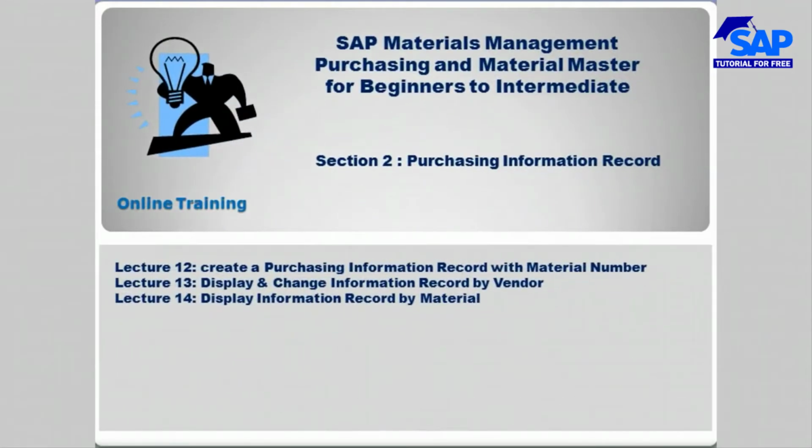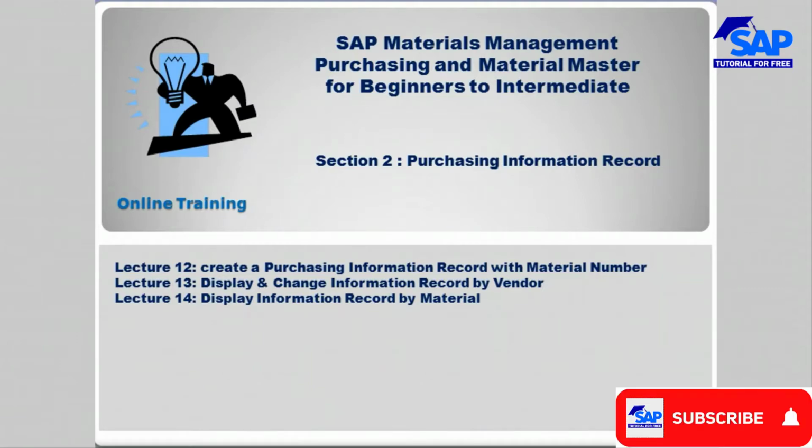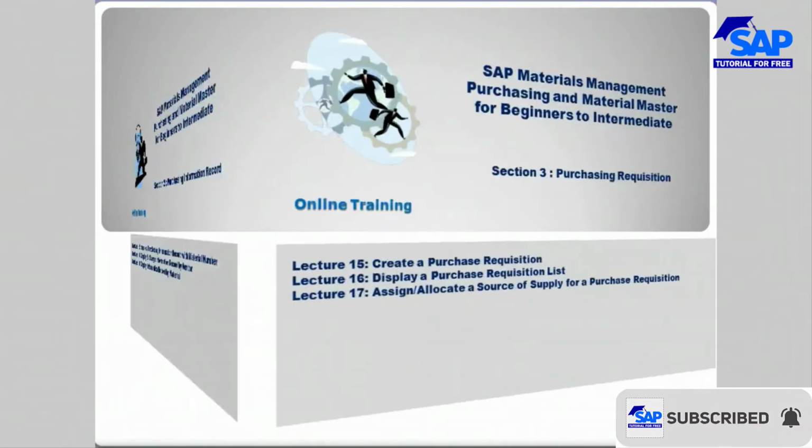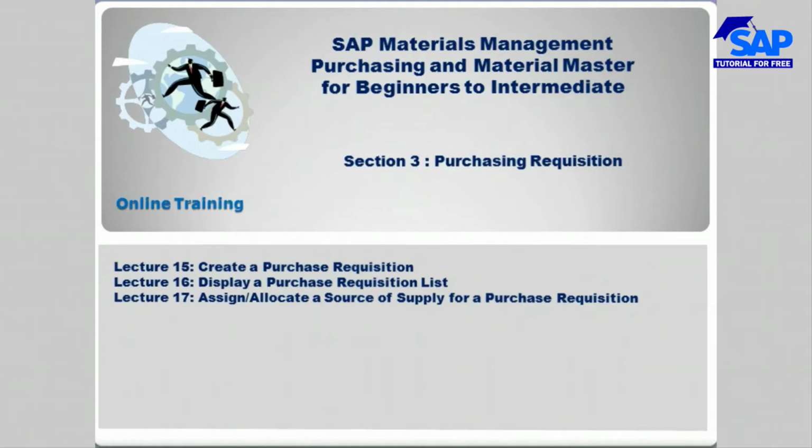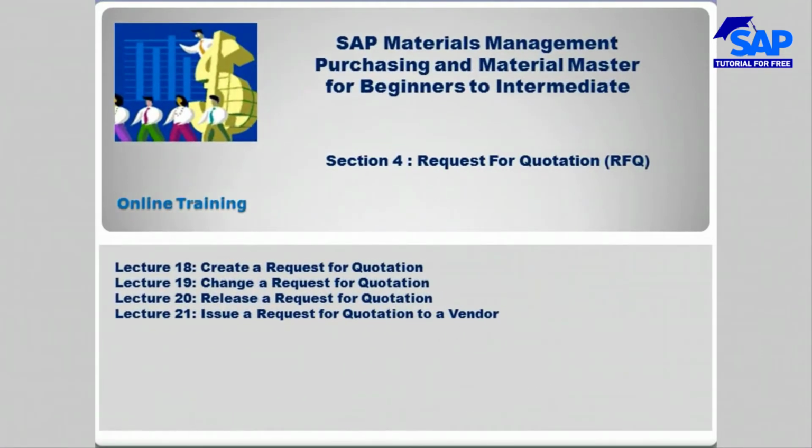Next, I will show you the functionality of the purchasing information record and how it stores data for a specific material and vendor. Following that, I will show you how to create the purchase requisition and how that requisition is processed. In addition, you will learn then how to create, release, and send the request for quotation to selected vendors.